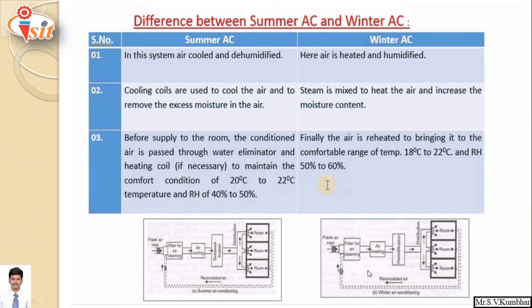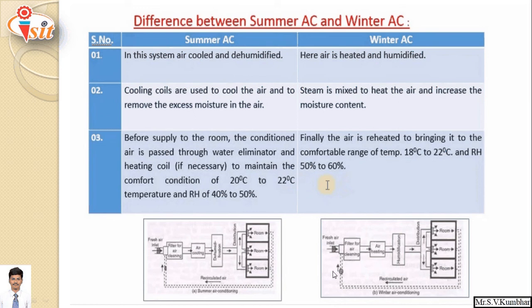And next difference is related to summer air conditioning and winter air conditioning. So fresh air is taken in the filter for air conditioning or for air cleaning. After this, clean air is passed through air cooling coil. Once the air is cooled, it is sent to dehumidification, and after that, these are the three rooms which are shown. Through duct, it is passed through each and every room, and again this air is recirculated again and again to get particular temperature or relative humidity.